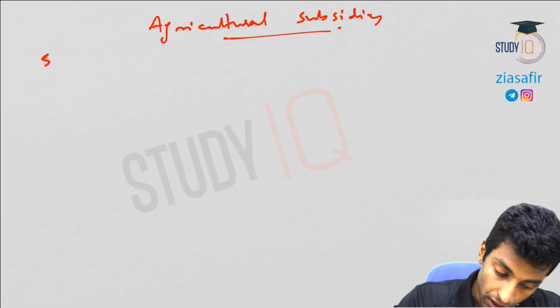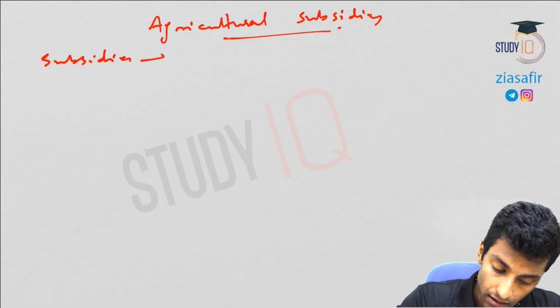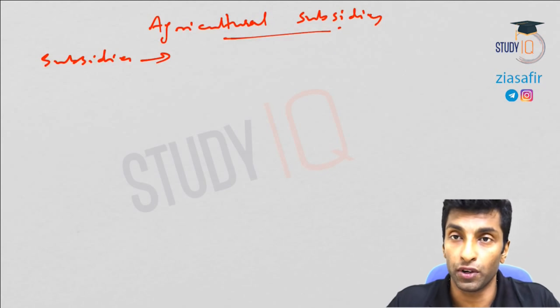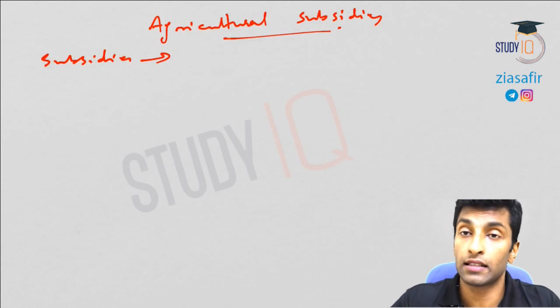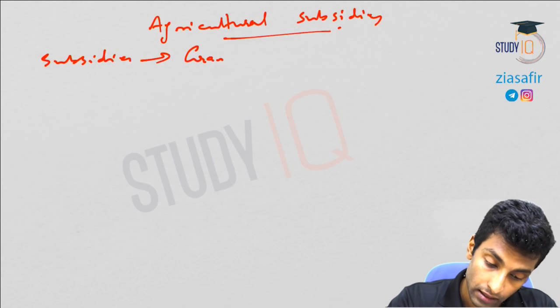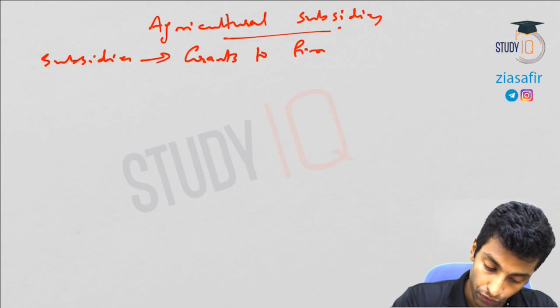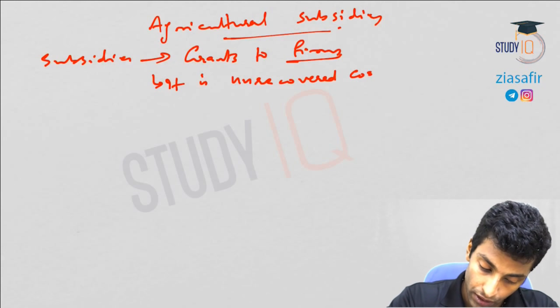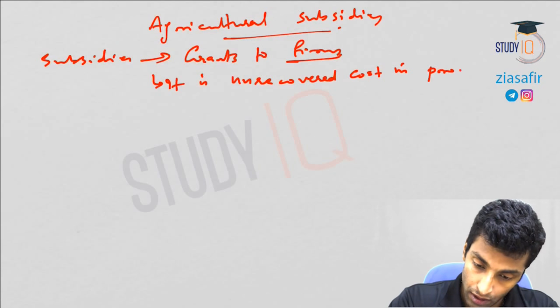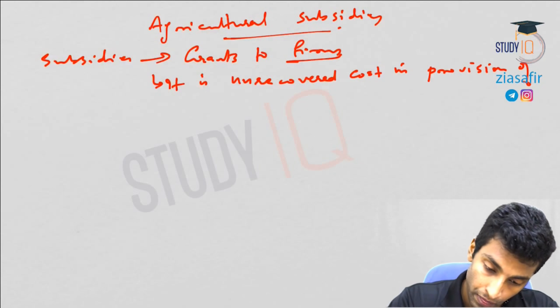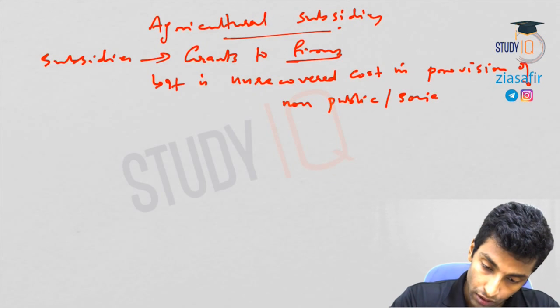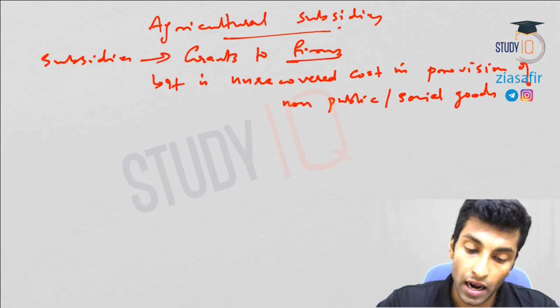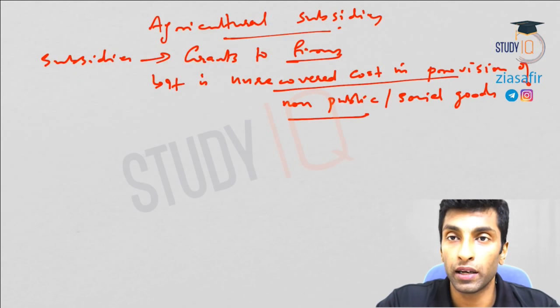So what do you mean by subsidy? Subsidies are government grants to firms. Okay, grants to firms. Now the technical definition is that it is the unrecovered cost in provision of public or social goods.